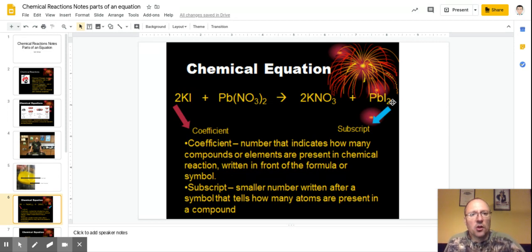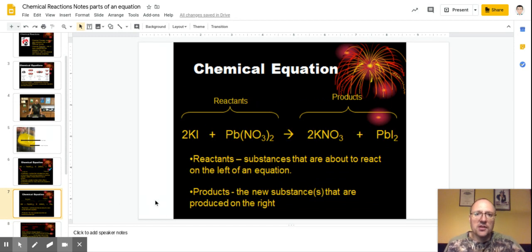Then we have this smaller 2, which is labeled a subscript, just like the little 3 here and the 3 and the 2 that we have there. The subscript is a smaller number written after. That's key there, after. Keep in mind the coefficient comes in front. The subscript is a smaller number that's written after a symbol that tells you how many atoms are present in the compound. And this is just in a compound. So this isn't a chemical equation. Like H2O, we can have a subscript in a chemical formula, but not be part of a chemical reaction or a chemical equation.